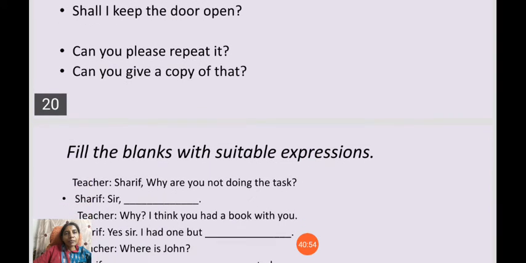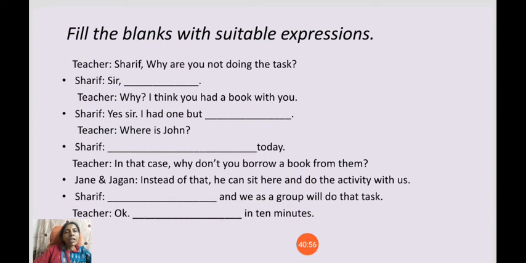Now the next. Here are some fill in the blanks with suitable expressions. Here there is a conversation between a teacher and a student. The student's name is Sharif. So you read the conversation and fill in the blanks in the conversation.